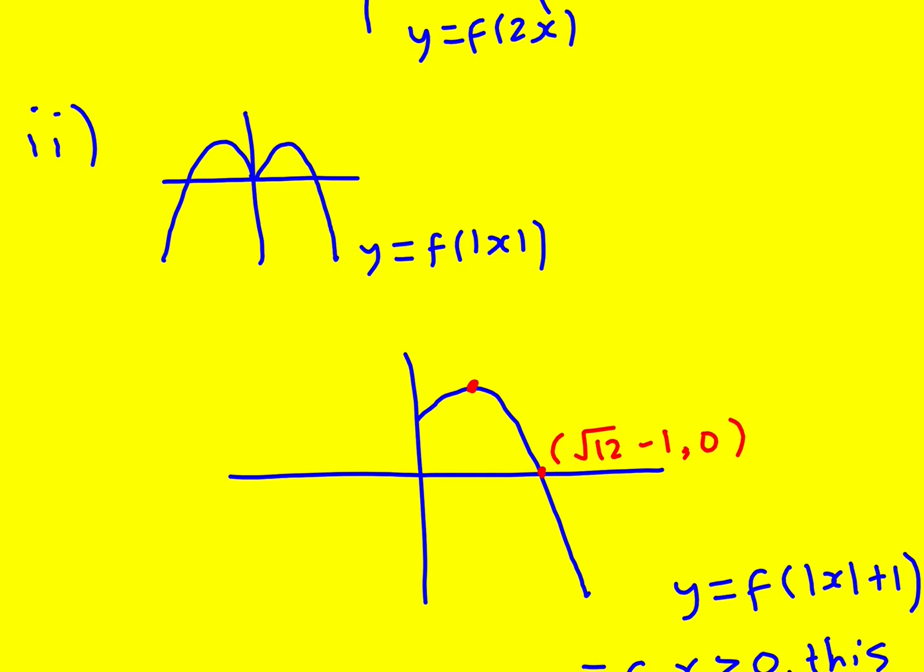And this point was 216. Now it's going to be 116. Okay, I'll focus on that point in a minute.